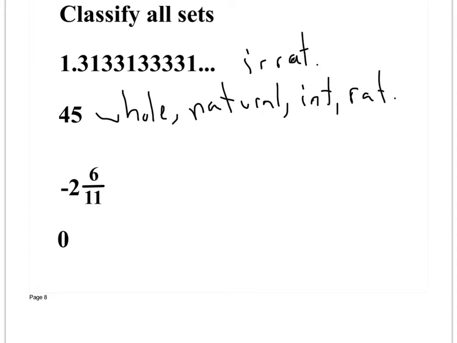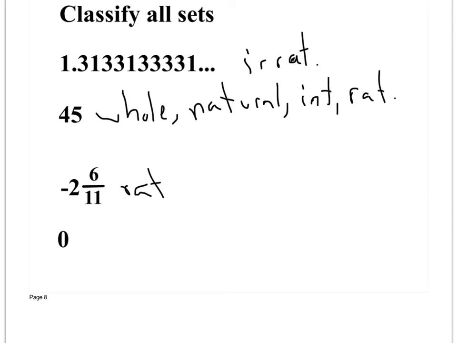What about -2 and 6 over 11? It's a rational number. Is it anything else? It is not an integer. Just because it's negative doesn't make it an integer. Integers don't have fractions or decimals behind them. They are whole numbers with negative signs. So -2 and 6 over 11 is just rational.